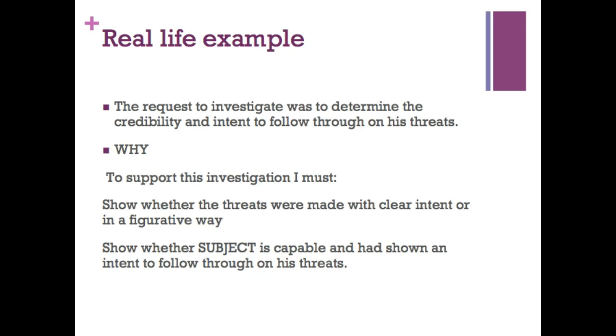I also had to show whether the subject was capable and had shown an intent to follow through on his threats. So was there anything previous in his history that showed that he has violent tendencies, he's made other threats that he has followed through on before, or attempted to follow through on before? That history would be very important to show that maybe this utterance wasn't a one-time lack of judgment and a stupid comment, versus someone who actually has the capability, the intent, and the history of following through on such threats. So that was one key thing that I had to understand: was there a history?